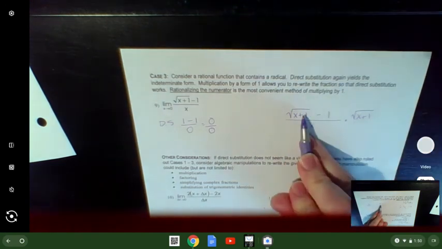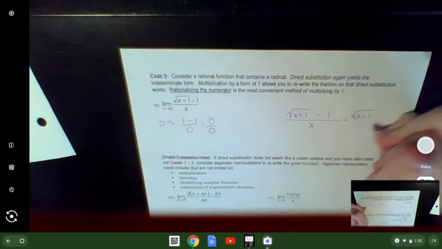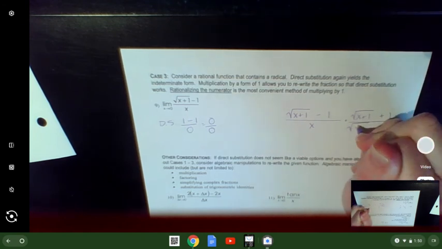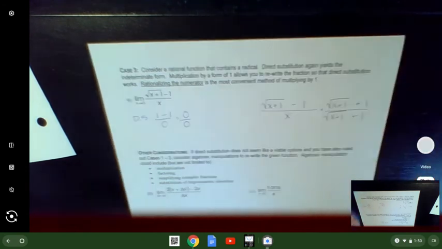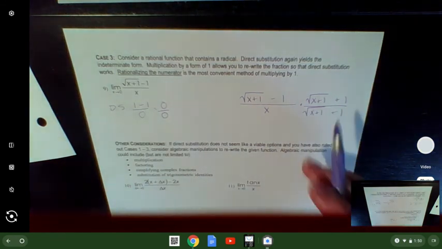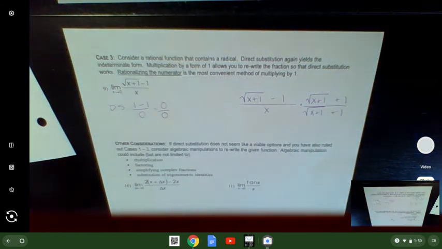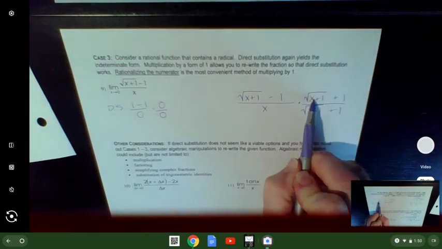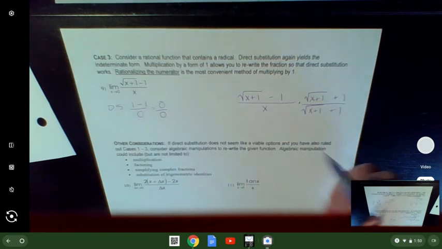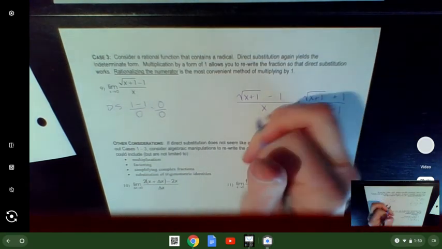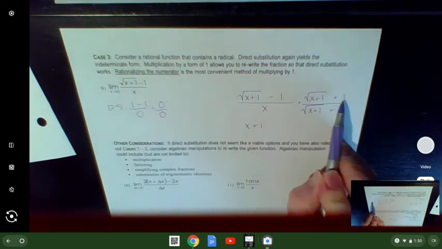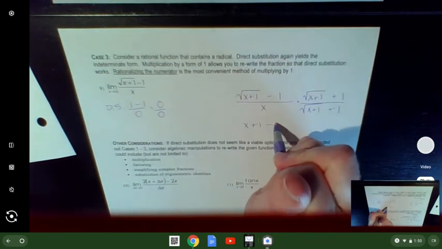So rather than the square root minus 1, we're going to do the square root term plus 1 on both the top and the bottom. So numerator first, let's do some FOIL. And if you remember, foiling conjugates, outside, inside are going to cancel, so we really only need to do first and last. So a square root times a square root really means the square root is going to disappear, leaving us with x plus 1. And our last terms, negative 1 times positive 1 is negative 1.